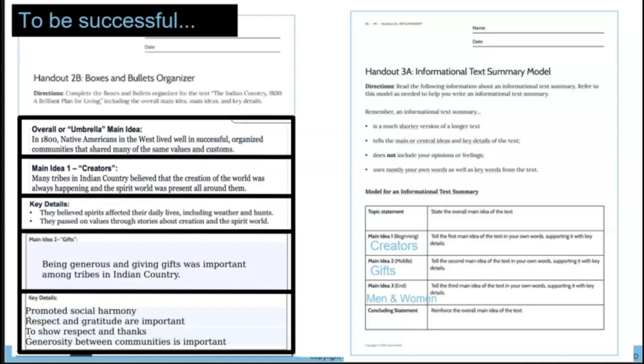On Handout 3A, this would be your creator section, which is main idea 1. This would be your gift section, which is main idea 2, and this would be your men and women section, main idea 3. You've already done the heavy lifting for this example. You already have the main idea of the entire text plus all 3 main idea statements. So you'll use this to help you be successful when you're writing your summary.